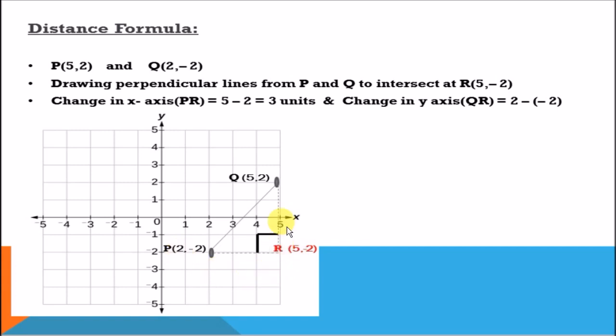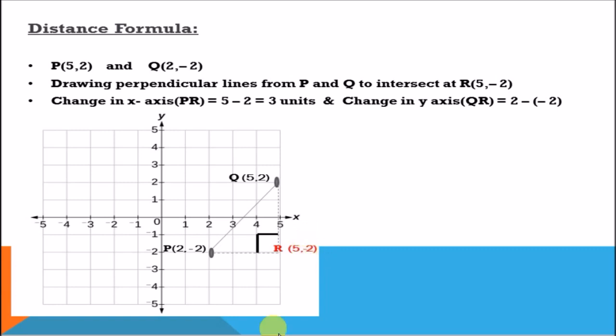Similarly, QR is parallel to the y-axis. That means the change is only in the y coordinate. As you can see, in Q as well as in R, the x coordinate is the same, 5 and 5, whereas the y coordinate has changed. It was 2 in Q, now it has become minus 2 in R.